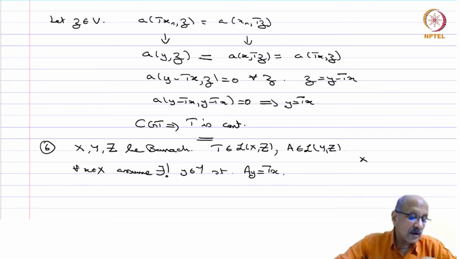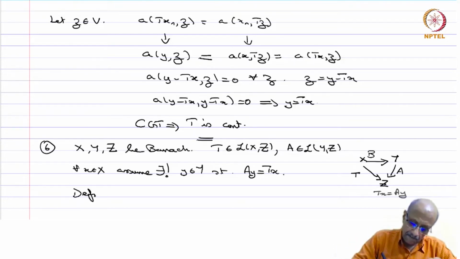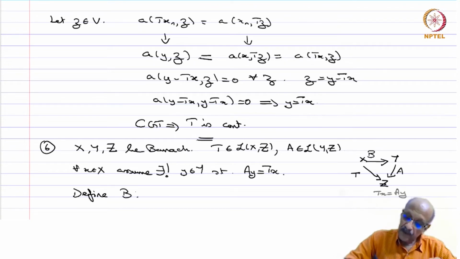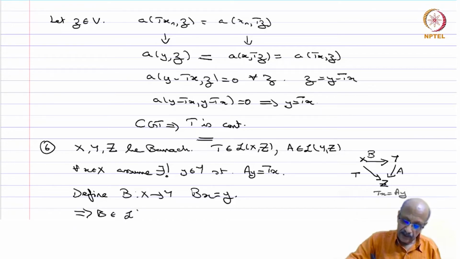So you have X here, you have Y here. So here I have a map from each of them into Z. So X to Z is T, and Y to Z is A. So given any x, I bring Tx here, and then that should be equal to Ay. And then I define B. So define B from X to Y given by Bx equal to y. Then B belongs to L(X,Y).